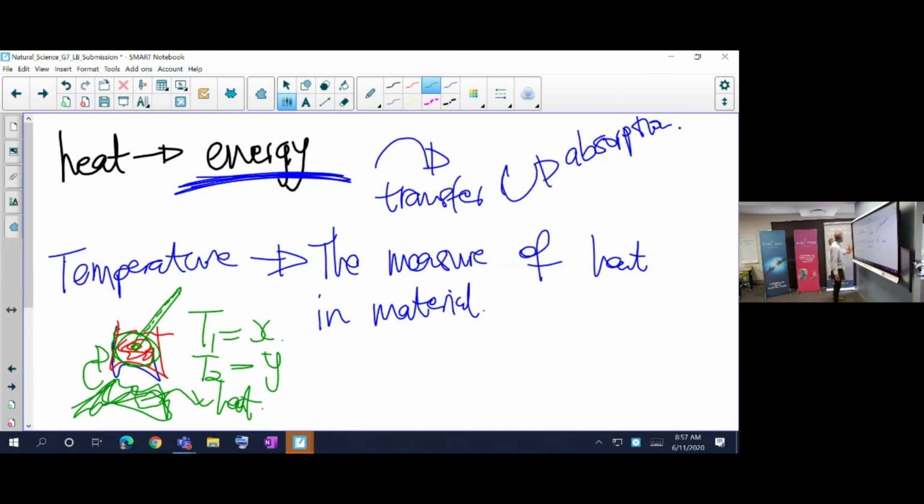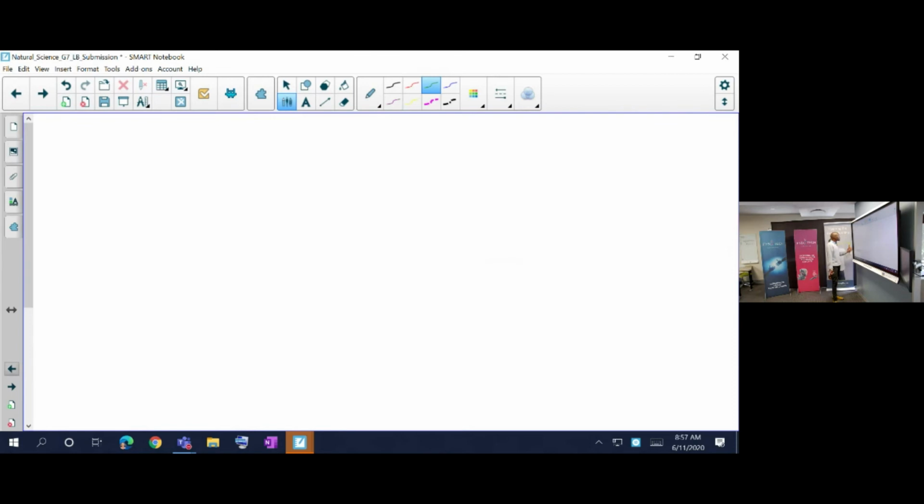There's a difference between boiling point and melting point. There's a difference between heating, boiling and evaporation.